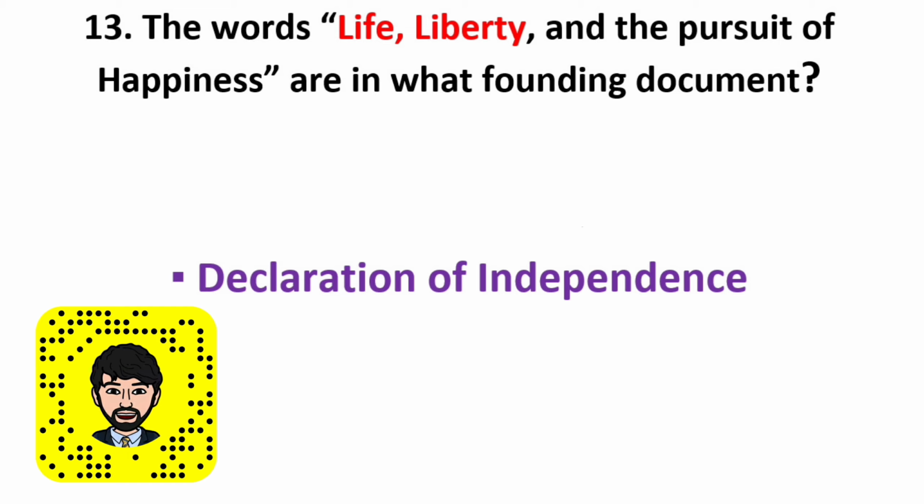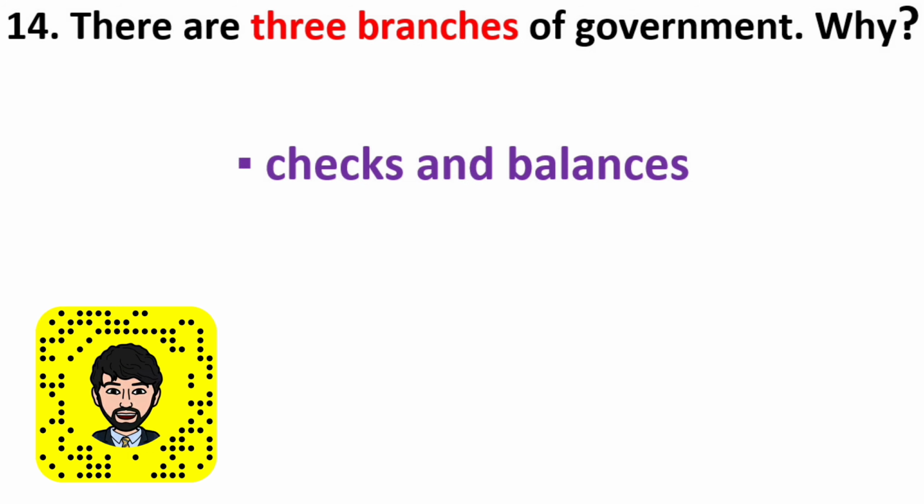The words life, liberty, and the pursuit of happiness are in what founding document? Declaration of Independence. There are three branches of government. Why? Checks and balances.